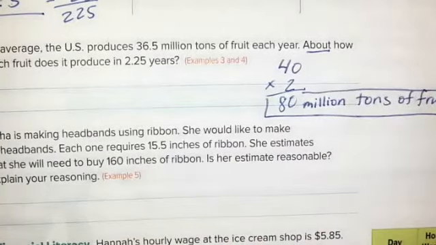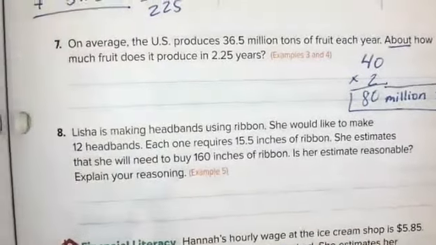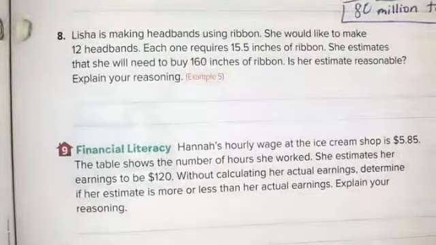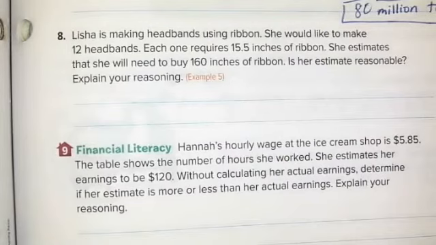Next, we are looking at making headbands. Alicia is making headbands using ribbon. She would like to make 12 headbands. Each one requires 15.5 inches of ribbon. She estimates that she will need to buy 160 inches of ribbon.